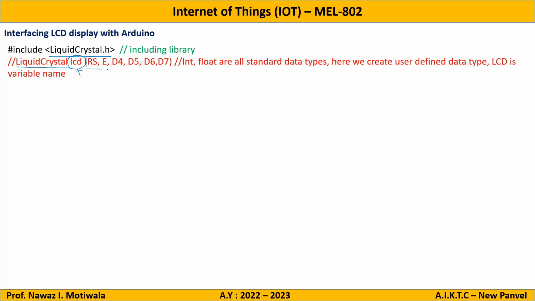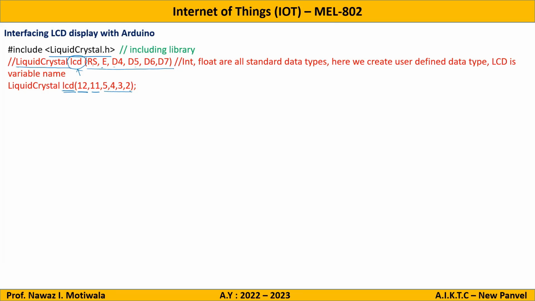And then in the brackets, you have to mention the pin numbers, where you have connected the RS pin, where you have connected the enable pin, and the 4 data pins. So let us say, I will write LiquidCrystal lcd. I have given the name lcd to my LCD. Then I will be connecting the RS pin to 12, the E pin to 11, and the 4 data pins to 5, 4, 3, 2.